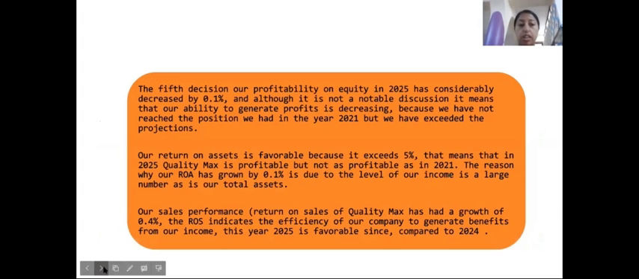The fifth decision, the return on equity in 2025 considerably decreased by 0.1%, and although it is not a notable decrease, it means that our ability to generate profits is decreasing because we have not reached the position we had in the year 2021, but we have exceeded the projection.